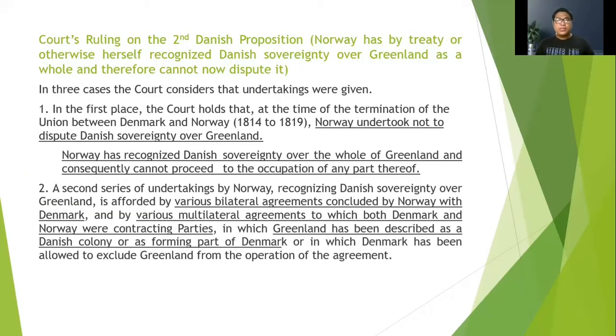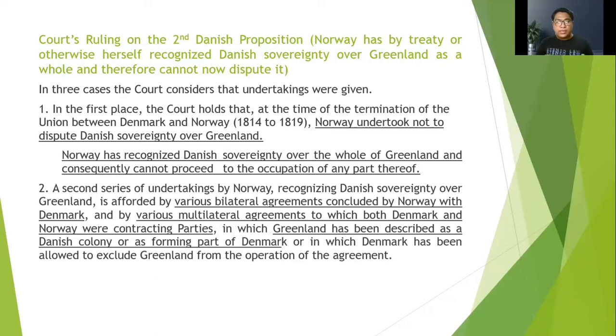So in this second proposition, the court said that Norway undertook not to dispute Danish sovereignty over Greenland in different instances, and one of those is in a form of treaties or declarations. Norway has recognized Danish sovereignty over the whole of Greenland and consequently cannot proceed to occupation of any part thereof. Furthermore, the court considered the various bilateral agreements concluded by Norway with Denmark and by various multilateral agreements to which both Denmark and Norway were contracting parties.